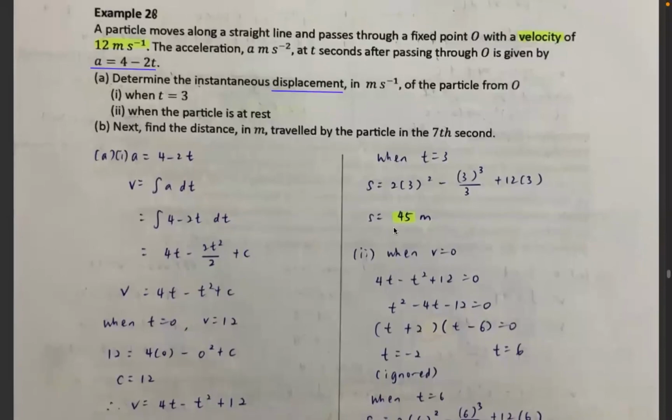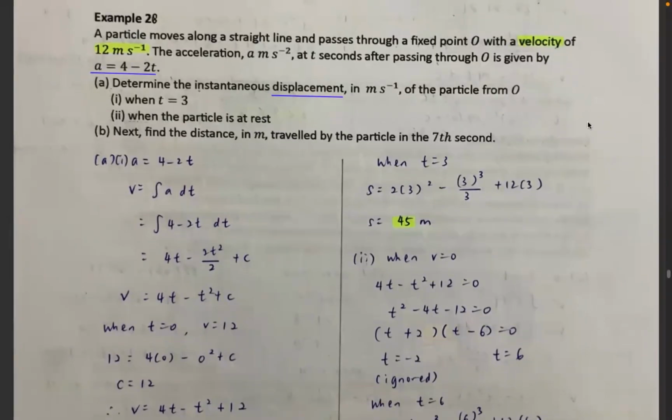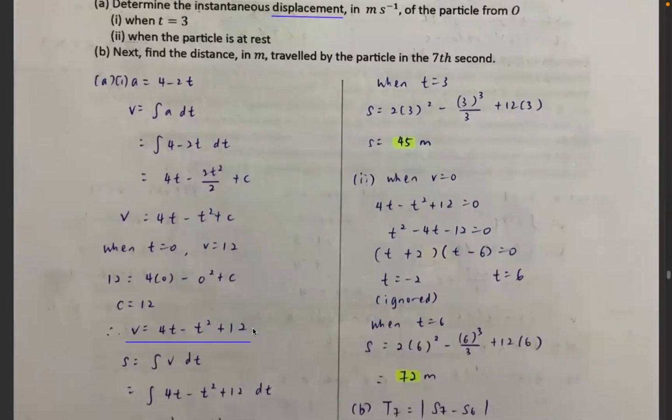Okay, then we have answer s equals to 45 meter. Next, determine the instantaneous displacement when the particle is at rest. When the particle is at rest, that means v equals to 0. So let's check. This is the velocity function that we found. So we let it be 0.